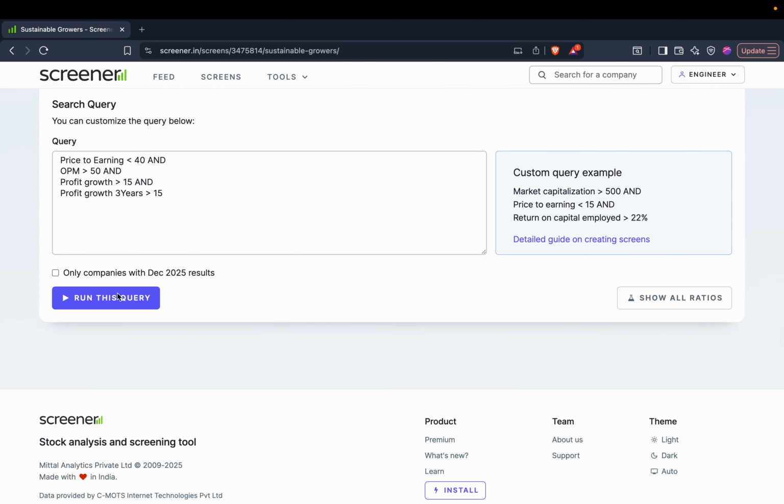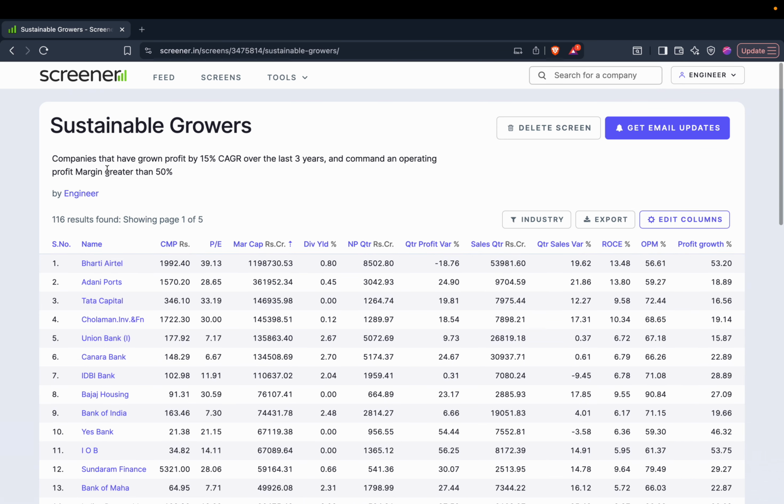So the profit margins are very good. OPM is 50 and the profit growth is 15%. So the profit is growing as well and the margins are still secure. So that was the base for this query.